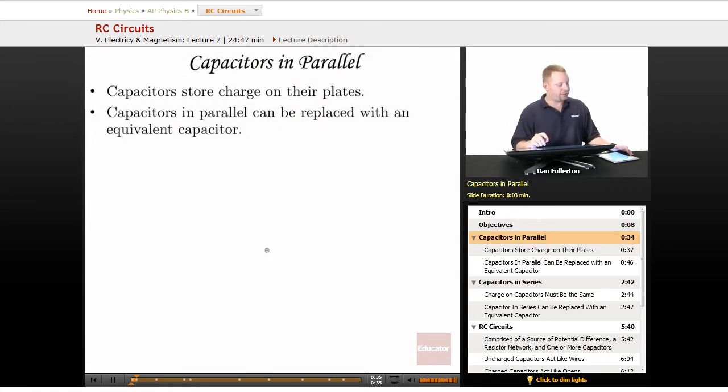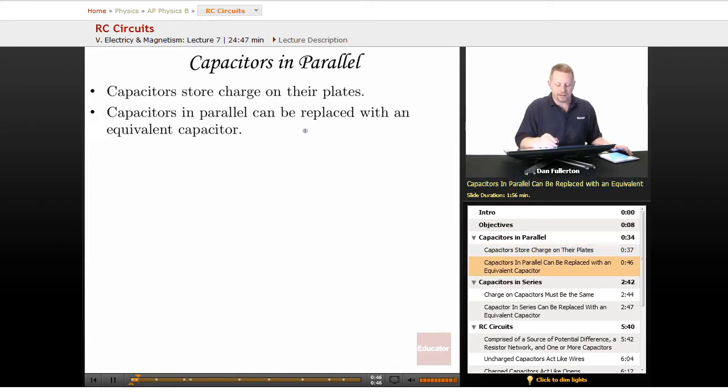So, to start with, capacitors in parallel. Remember that capacitors store charge on their plates, and therefore they're storing electrical energy in their electrical fields. Capacitors in parallel can be replaced with an equivalent capacitor, just like we could do that with resistors.